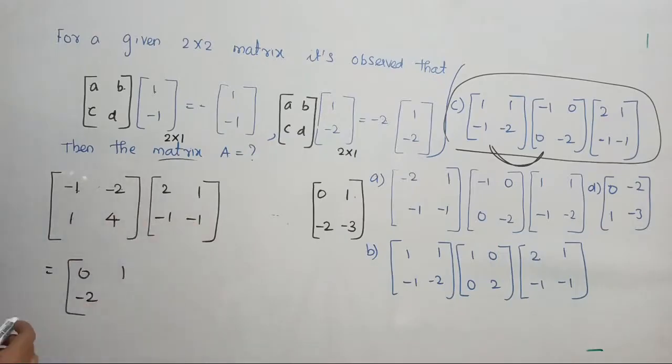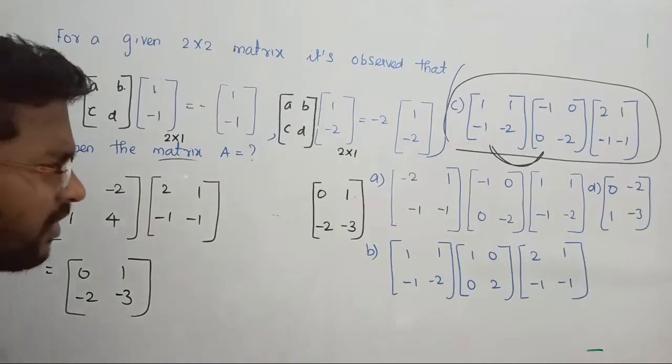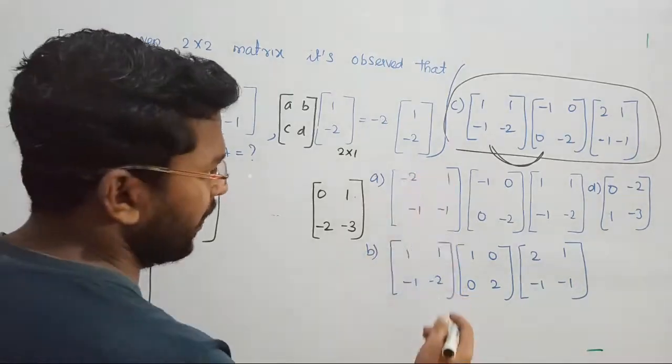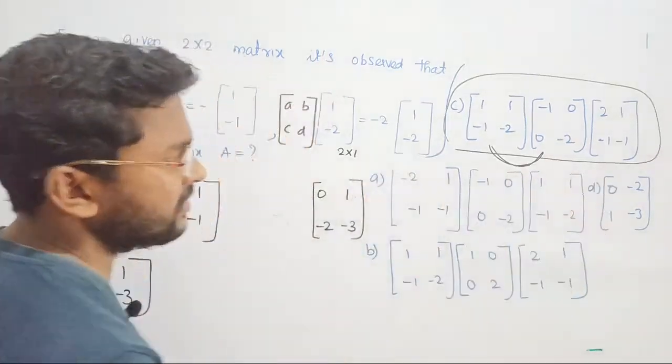1 into 1 plus 4 minus 1, it will become minus 3, right? Am I getting the same answer? Yes. Just by practice it will become easy. Otherwise you'll have to try. First take option A, multiply these three things together.